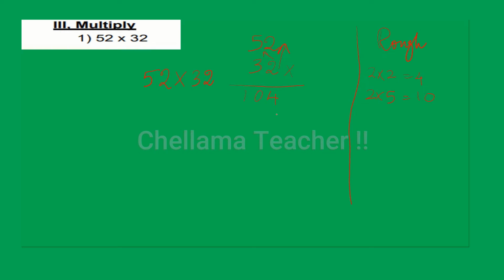Okay. Now let us write the compulsory zero here, and then 3 2s are 6. That is, the second number's tens place number is to be multiplied with the first number's ones place number, 6. Next 3 5s are 15.